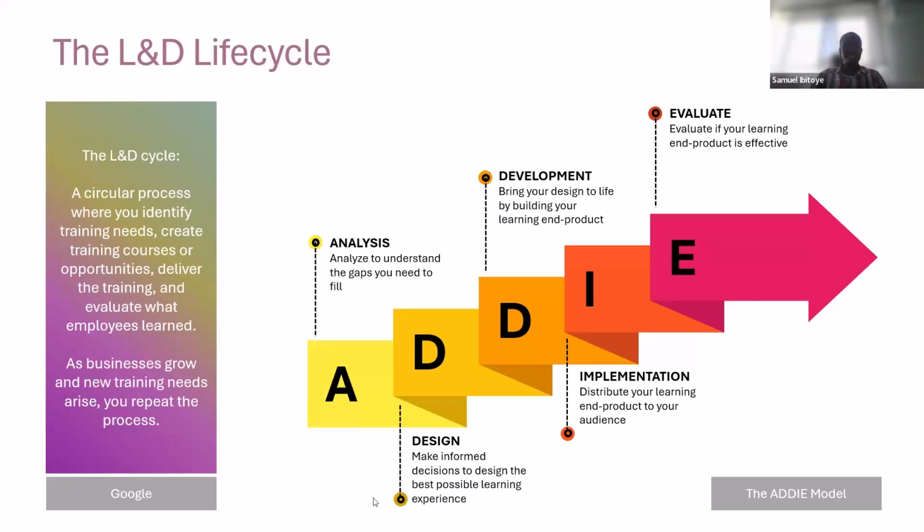A in ADDIE is where we are identifying training needs in Google. Then the DD, design and develop, is where we are creating the training course or the training opportunities. Implementation is where we are delivering the training, and evaluate is evaluate. So this is the typical L&D life cycle. You start from identifying the training needs to understanding what kind of training intervention would be best to deploy. Is it best to deploy it via e-learning or physical training? Should it be self-paced? Should it be instructor-led? When you have that design, then you develop the course, and then you go on to implement, and then finally you evaluate the learning impact.